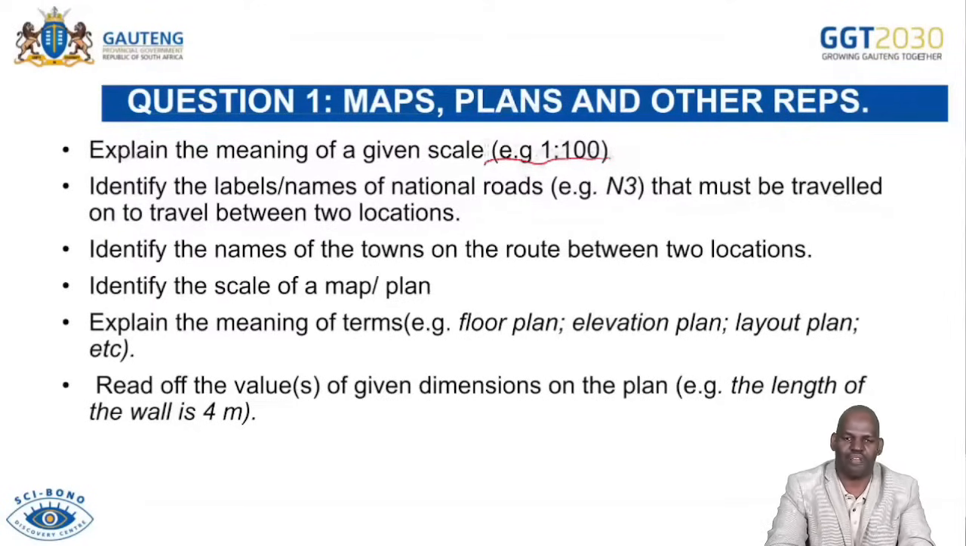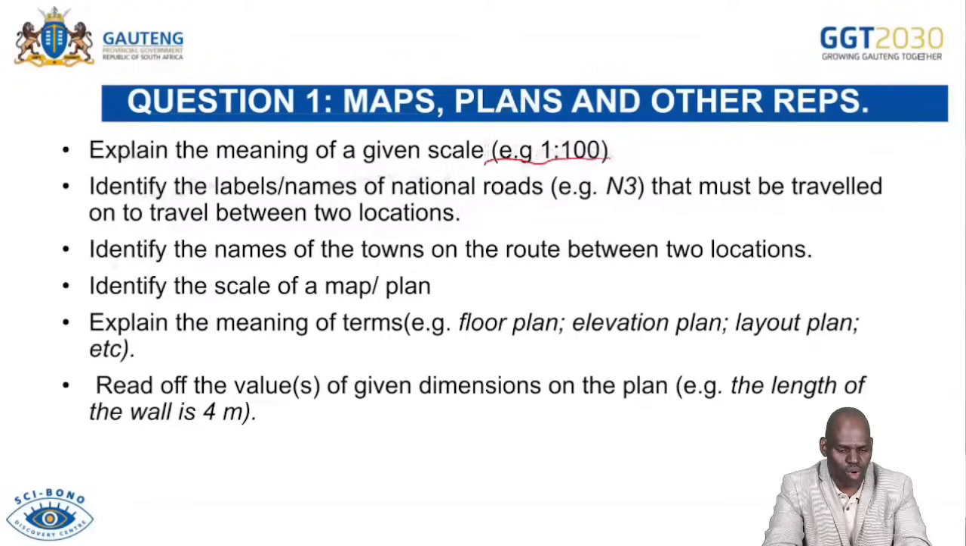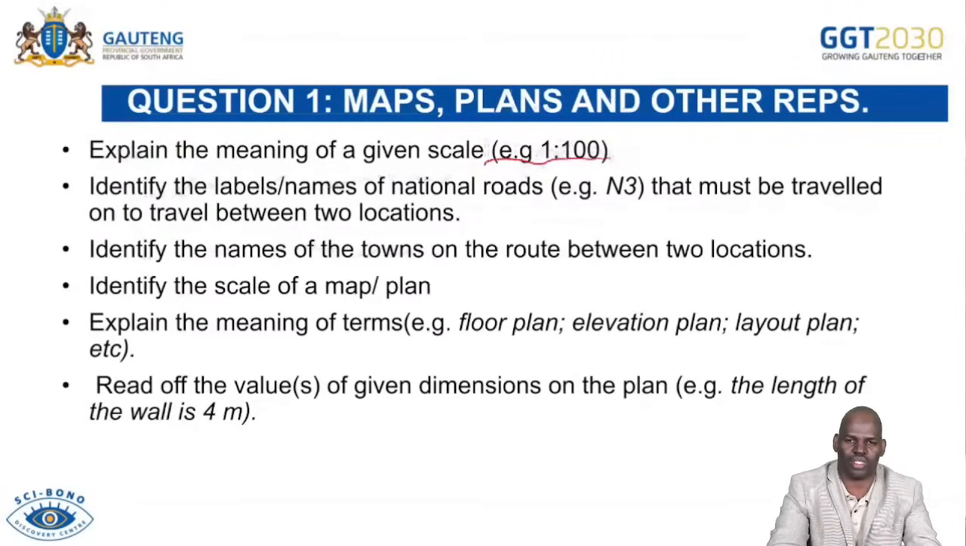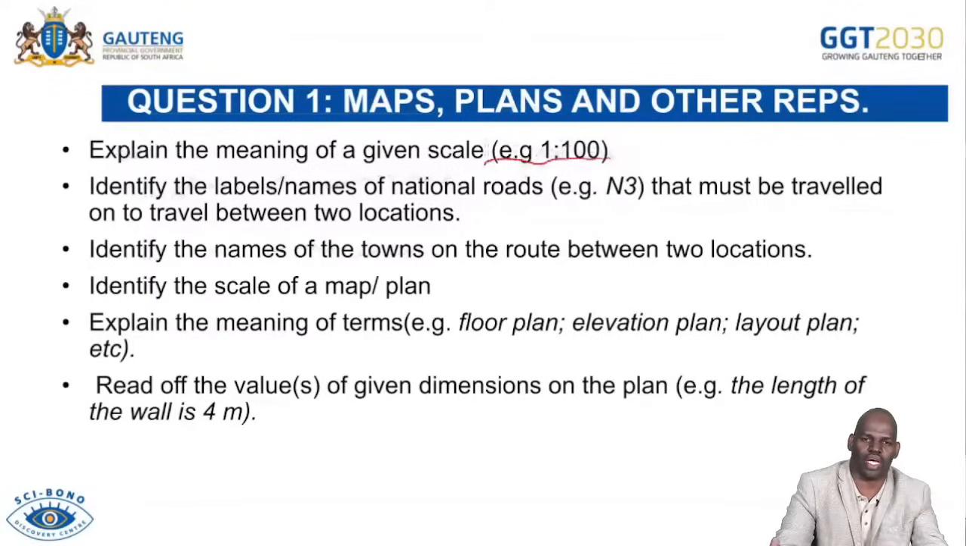And then again, if you are given the map, you must be able to identify the labels, names of national roads, e.g. N3, or if maybe they have indicated M1 on the map, you must be able to identify that. If you are given a regional route, you must be able to identify that. And then, of course, on the map, you must be able to identify the names of the towns on the route between two locations. If they say a teacher or Mr. Dlamini travels from Pretoria to Durban, and then the map is indicated there, you must be able to see the towns that Mr.